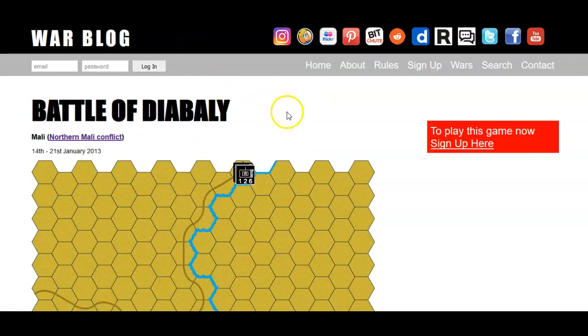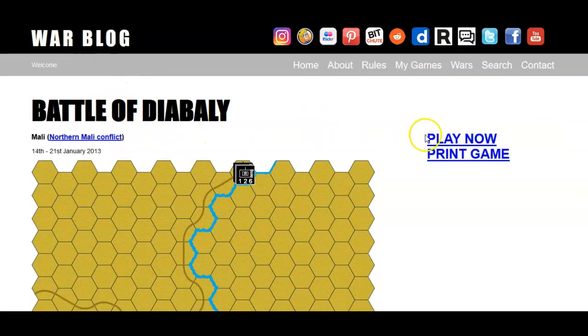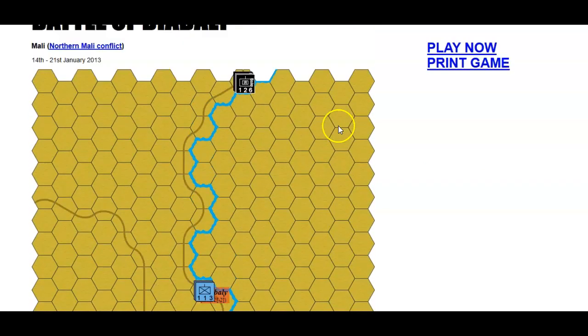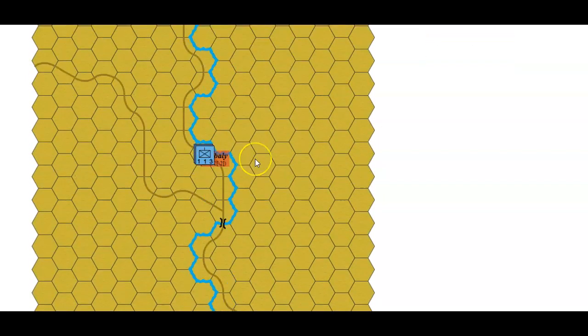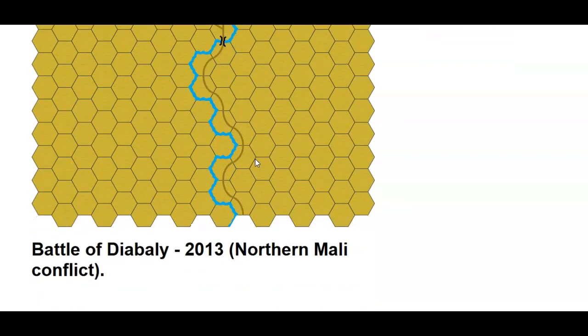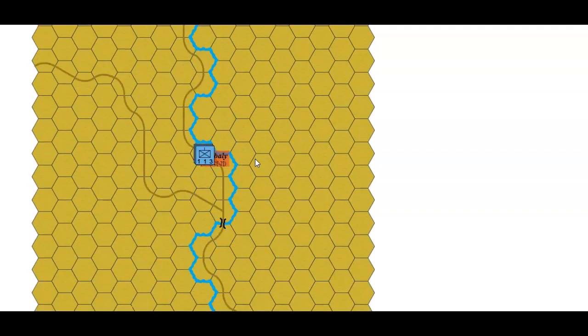I'm just going to have a quick play on this one. Let me sign in. So I'm signed in now. So now essentially they take Diabaly. I have no idea what the numbers are going to be like, and then a while later the Mali forces with French support take it back.